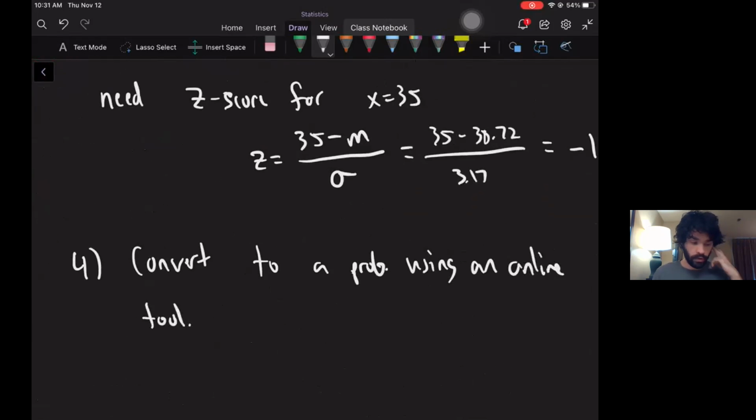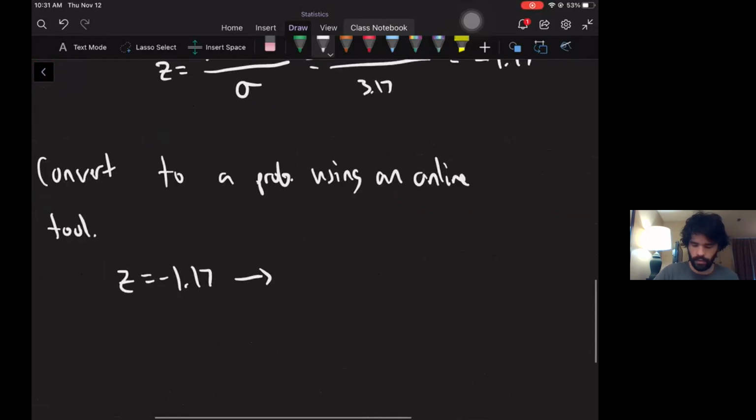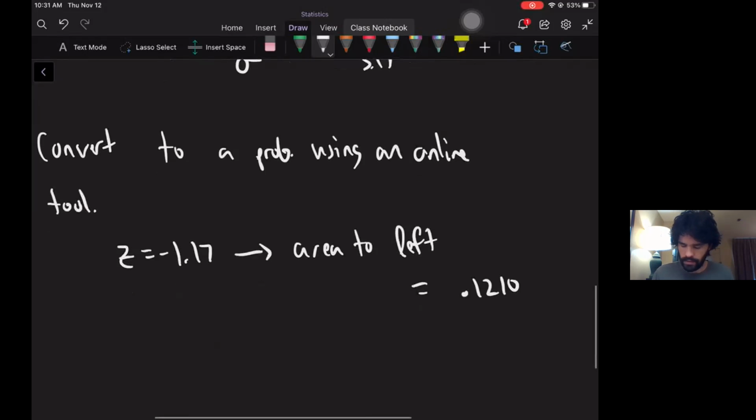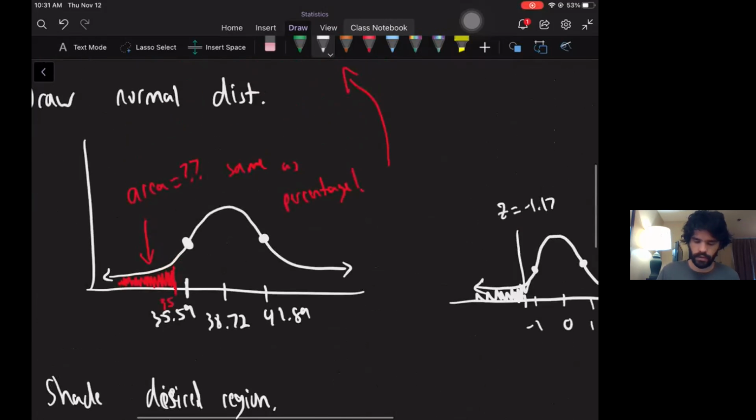So I linked one on Moodle, and all you have to do on that one is type in this number, and it'll tell you the cumulative probability, which is the same as the area to the left. It'll tell you it's 0.1210. So this is basically the answer, but to be a stats answer, you have to really interpret it in context. So this is how much area there is in this red shaded region.